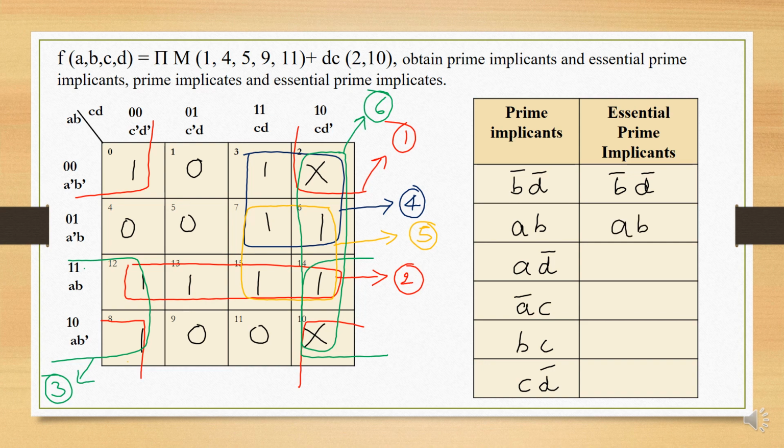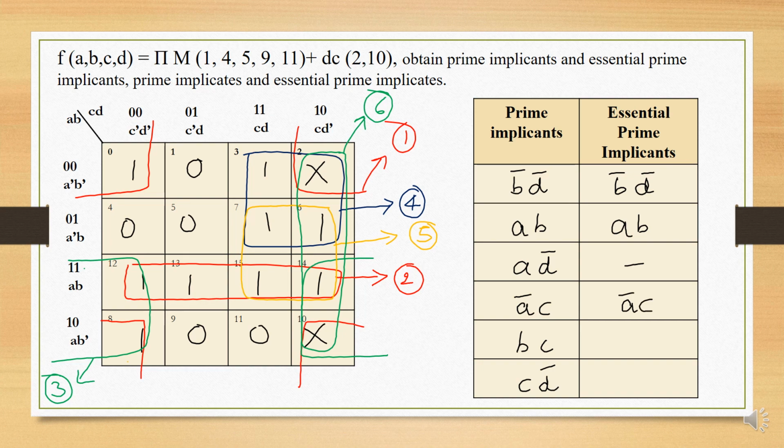The next one is the third group. The third group does not have a logic 1 cell which is covered by only one group. Therefore, this is not an essential prime implicant. The next grouping is A bar C. A bar C is group number 4. We have a logic 1 cell which is covered only one time. Therefore, A bar C is an essential prime implicant.